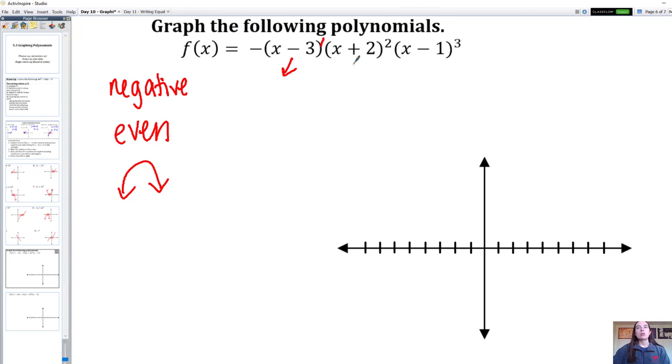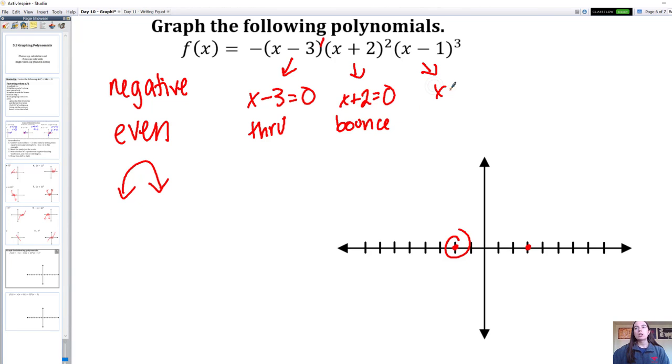I'm going to set each term equal to 0 so I can figure out my solutions. X minus 3 equal to 0 means we have a solution at 3. Since it only had a power of 1, that means we're going to go straight through it. X plus 2 equal to 0 means we have a solution at negative 2. That one has a power of 2, so we're going to have to bounce off of it. Bounce. And then x minus 1 equal to 0 means we have a solution at 1. This one has a power of 3, so we're going to do the squiggle. We're going to do that little flatlining thing.